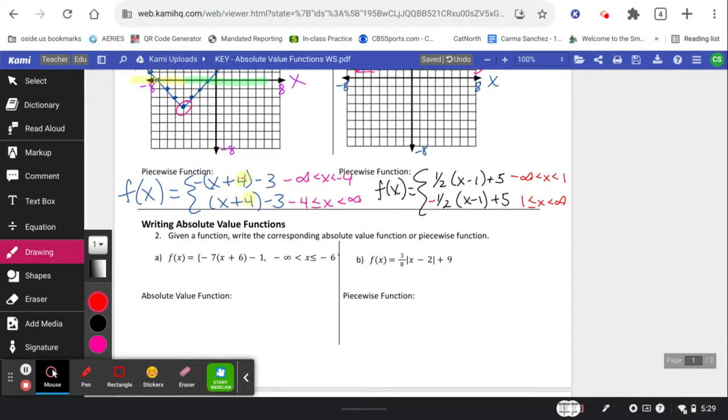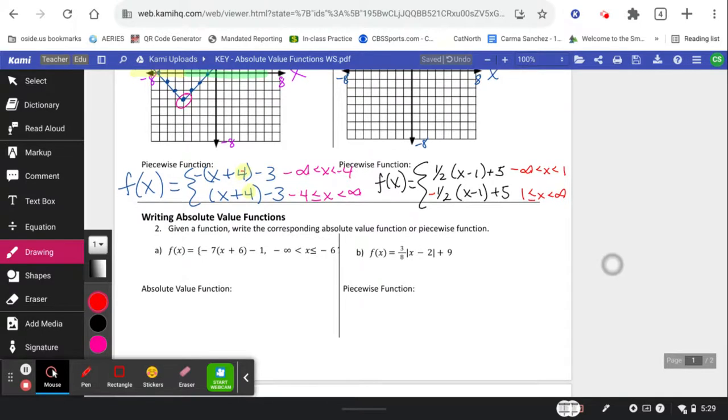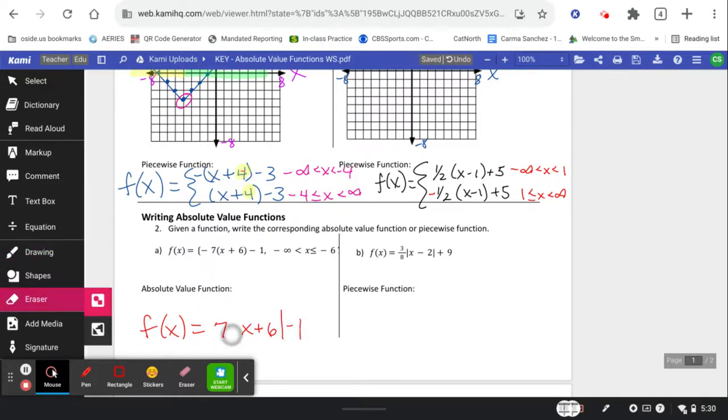All right, given the absolute value function, write the corresponding absolute value function or piecewise function. So here we were given a piecewise, and we want the absolute value. So we're going to change it to, sorry, I forgot the bar. All right, there it is. Same exact number, the 7, the 6, the 1. Everything copies down.